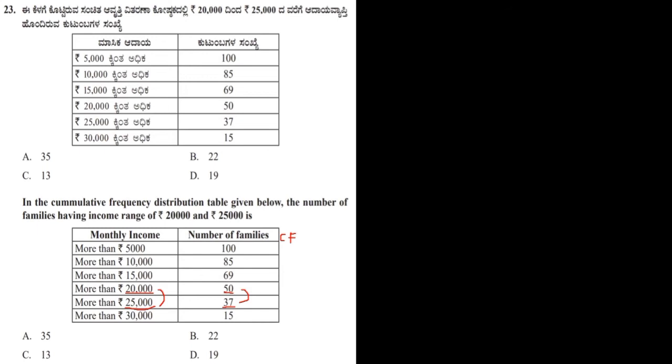Without drawing also, how to get it, we will see. Now we have cumulative frequency as 50 for 20,000, and for 25,000 we have 37. Now we subtract both, we will get 13. So therefore the number of families for this is 13, which is the correct one.